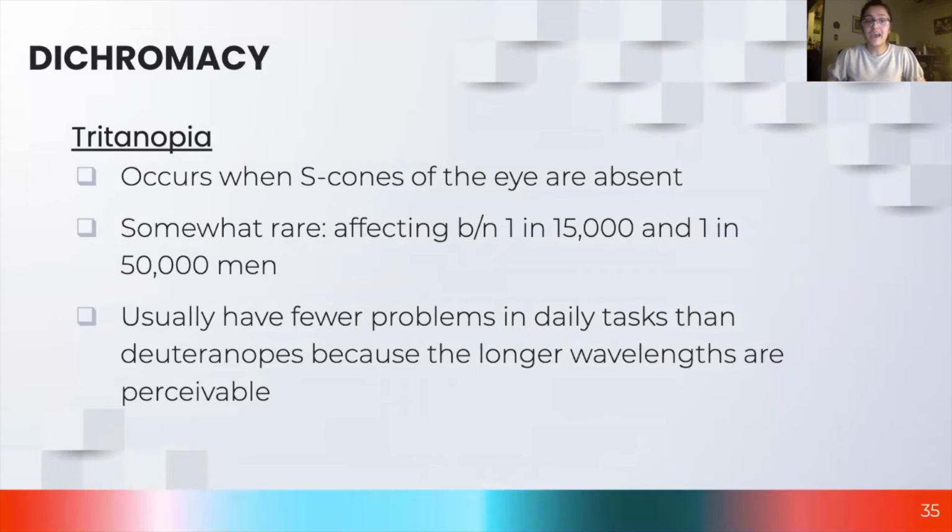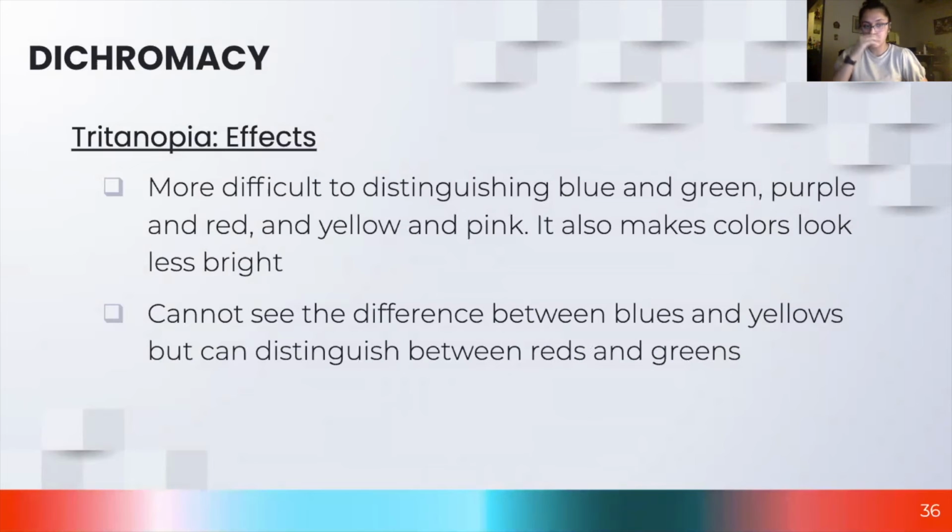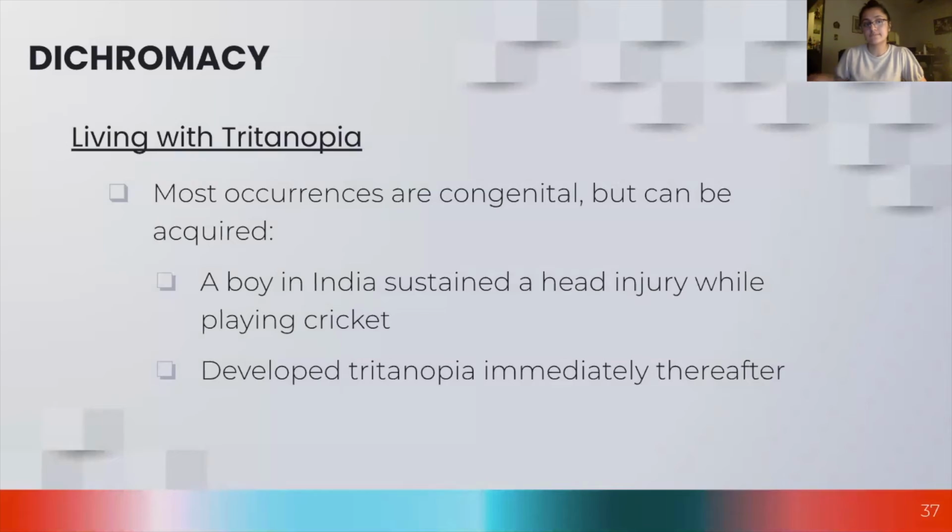And tritanopia occurs when S cones of the eye are absent. It's somewhat rare, affecting between 1 in 15,000 and 1 in 50,000 men. And people with tritanopia usually have fewer problems in daily tasks than deuteranopes because the longer wavelengths are perceivable, and the longer wavelengths in our society are the most important ones. Red means stop, like you see that on stoplights, on stop signs, etc. Now, the effects of it are that it's more difficult to distinguish between blue and green, purple and red, and yellow and pink, and it also makes colors look less bright. You can't see the difference between blues and yellows, but you can distinguish between reds and greens.